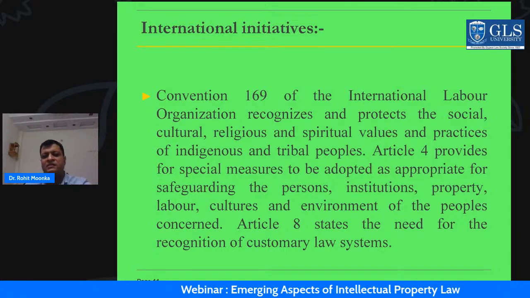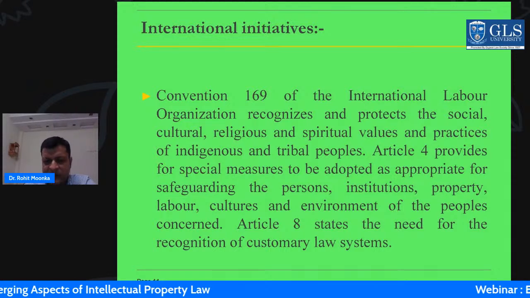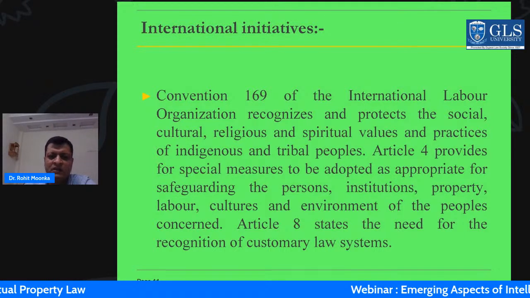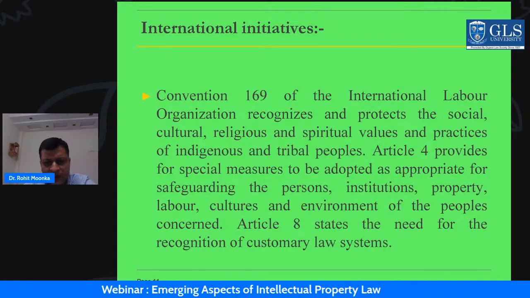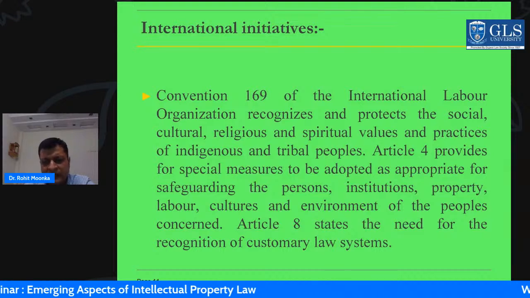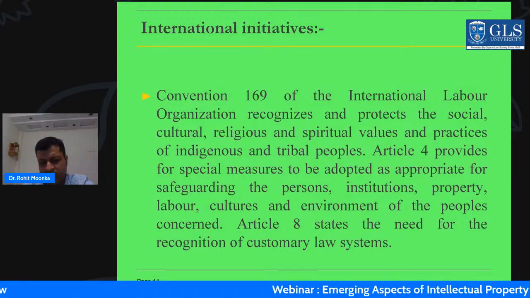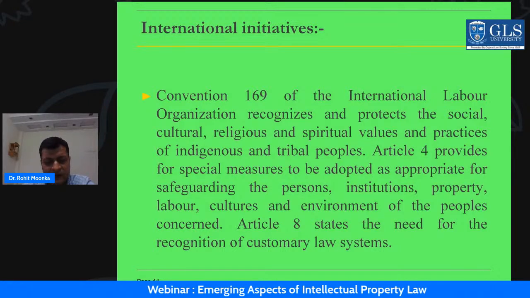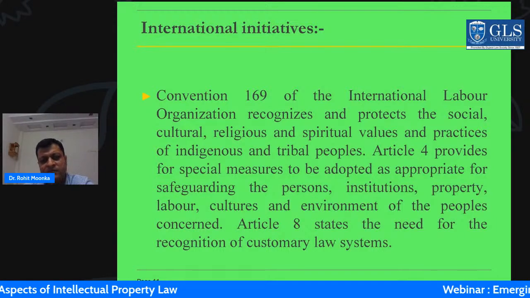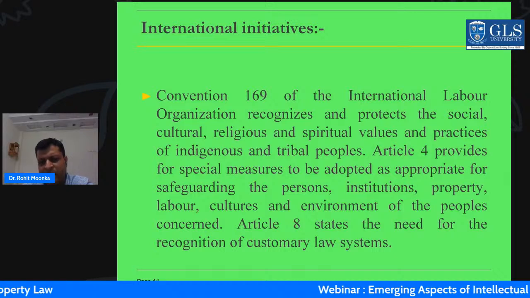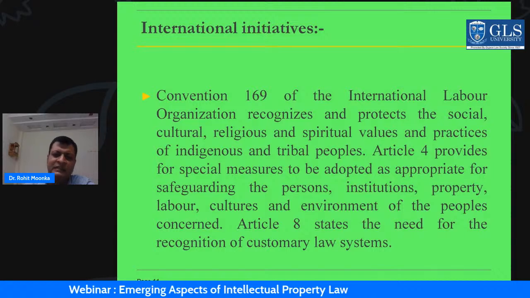Right. Now, the ILO also has some element of safeguarding traditional knowledge. Convention 169 of the ILO, International Labour Organization, recognizes and protects the social, cultural, religious, and spiritual values and practices of indigenous and tribal people. So, in fact, this has come prior to CBD. In a way, you can say for the first time, the contribution of indigenous and tribal people was recognized in any international instrument. It was ILO's Convention 169.